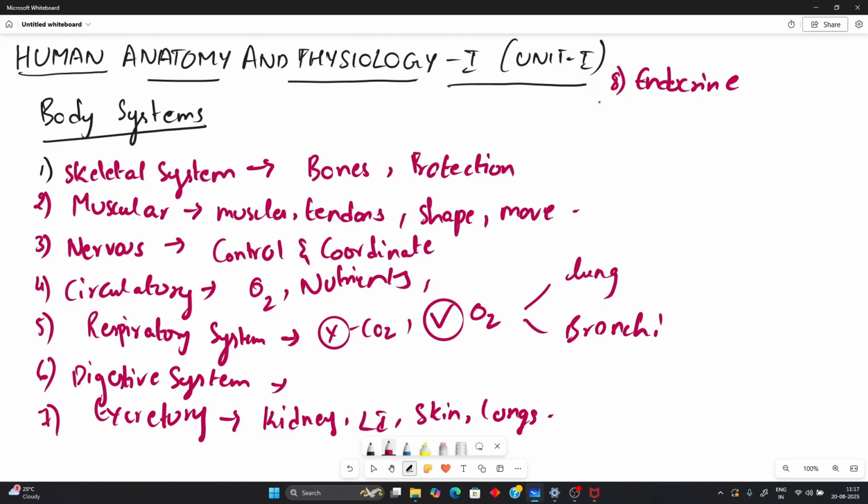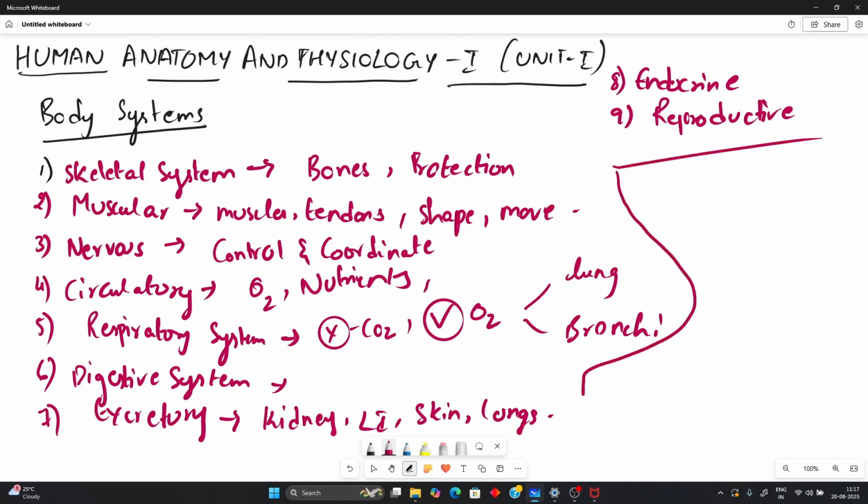Then we have the last one, which is the reproductive system. What happens in the reproductive system? Basically, the sexual reproduction will be known in detail. So these are the different types of systems that are present in our body and their basic function. In the further classes, we will be reading in detail about each one.